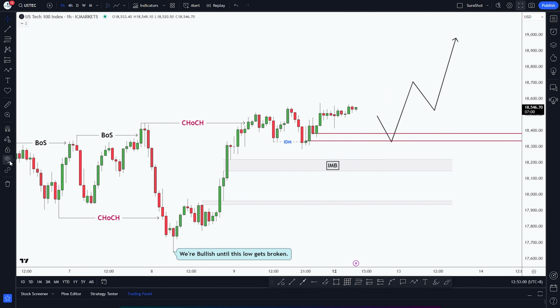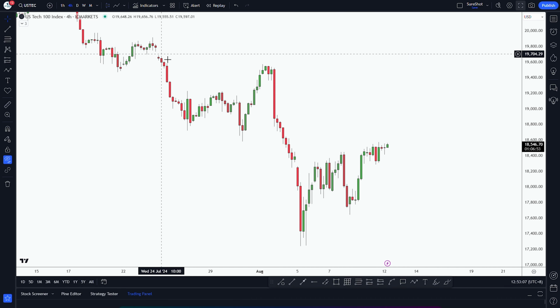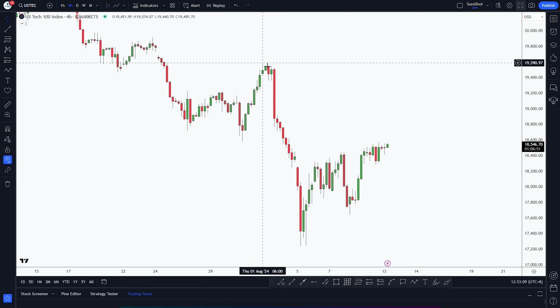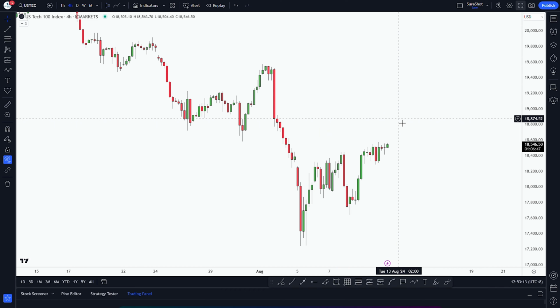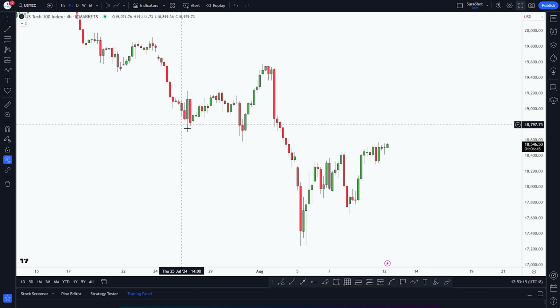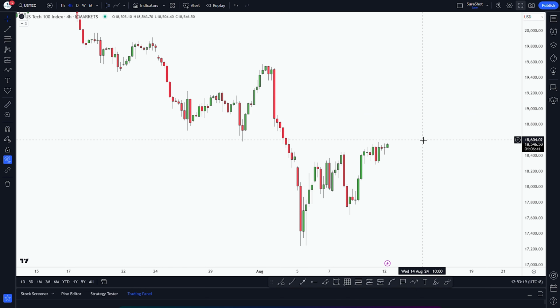Now, let's hide our drawings and go to a higher timeframe like H4. On H4, the market is clearly bearish with lower lows and lower highs. So the bullish move we're noticing on H1 is potentially a pullback of this bearish leg. The market might mitigate these key zones or the huge imbalance and then continue to go downside again.